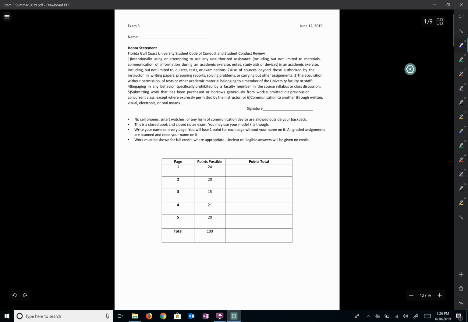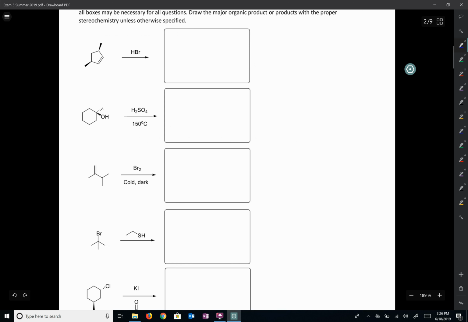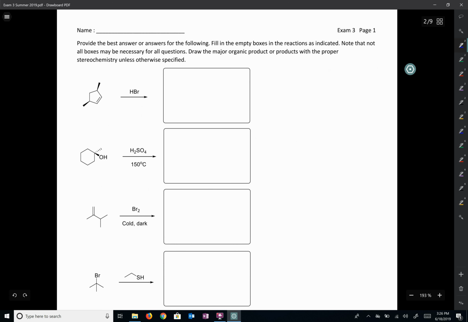All right, let's take a look at exam 3 for the summer of 2019 for Organic Chemistry 1. Let's go through some of these problems here. We're just asked to basically predict and draw the major product or products for the following reactions. And I give you guys a big hint about stereochemistry here. So let's go through and do this.